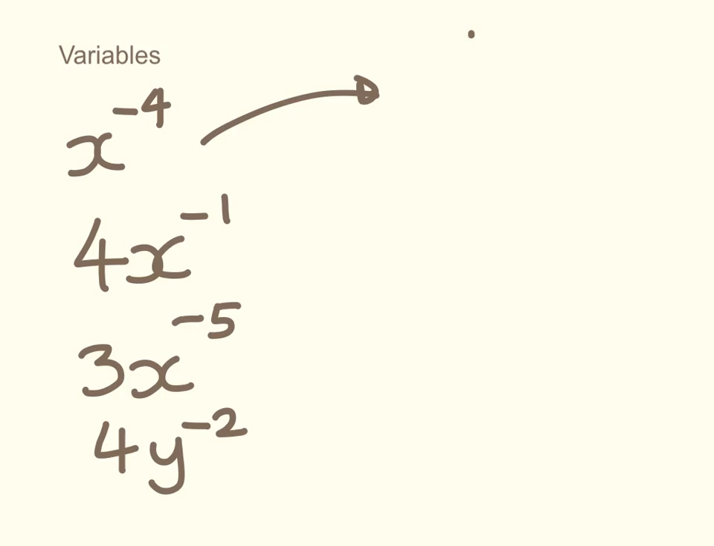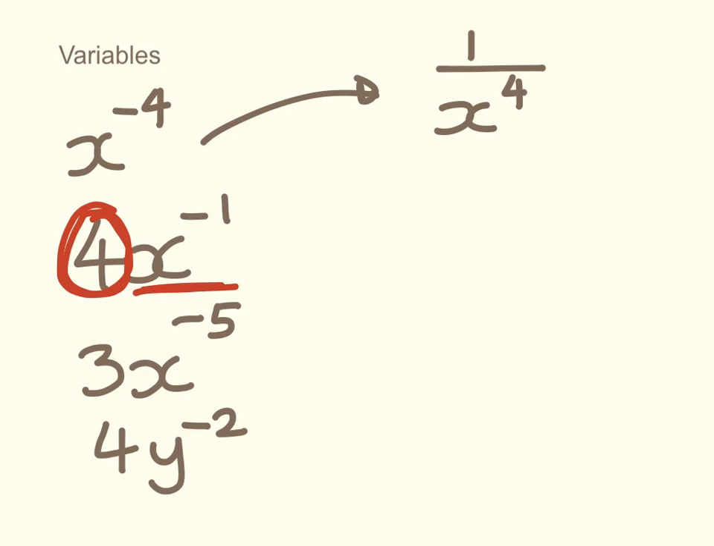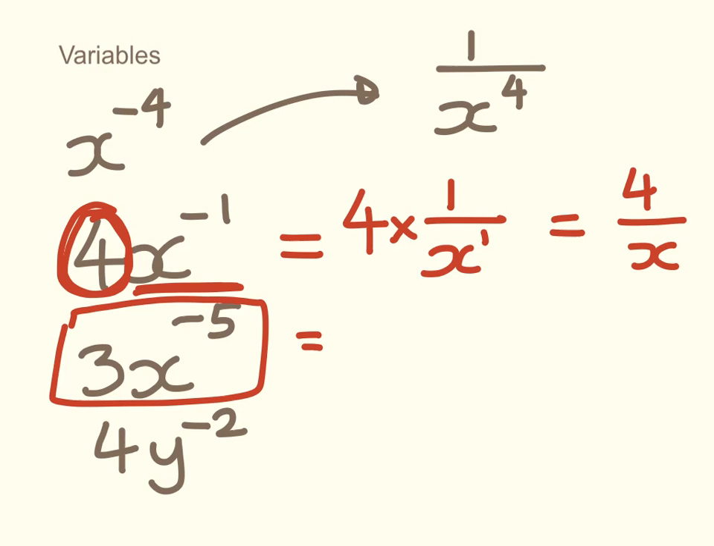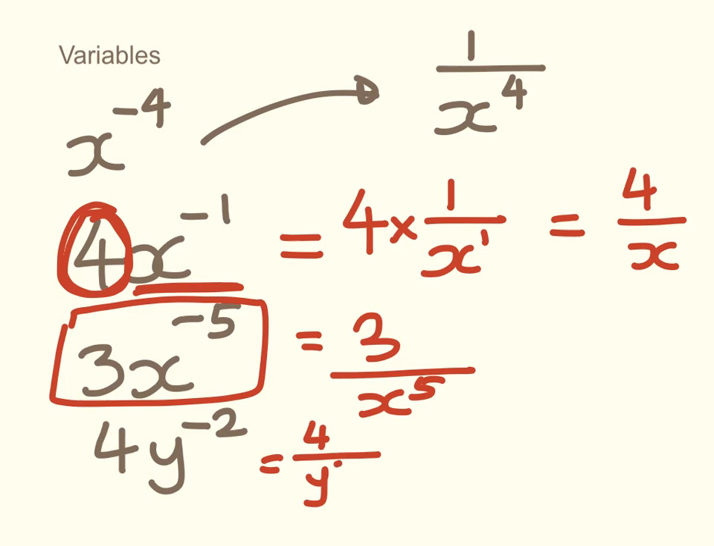Okay, well, this first one is 1 over x to the power of 4. Now these number ones are a bit different. So I've got 4 times x to the negative 1. So that's equal to 4 times 1 over x to the power of 1, which is simply 4 over x. Right, what about this one? Well, it's 3 times x to the negative 5. So that's 3 divided by x to the power of 5. And lastly, 4y to the negative 2 is equal to 4 over y squared.